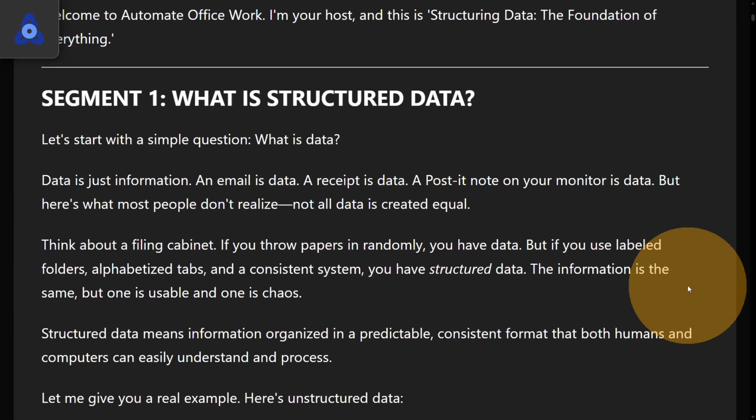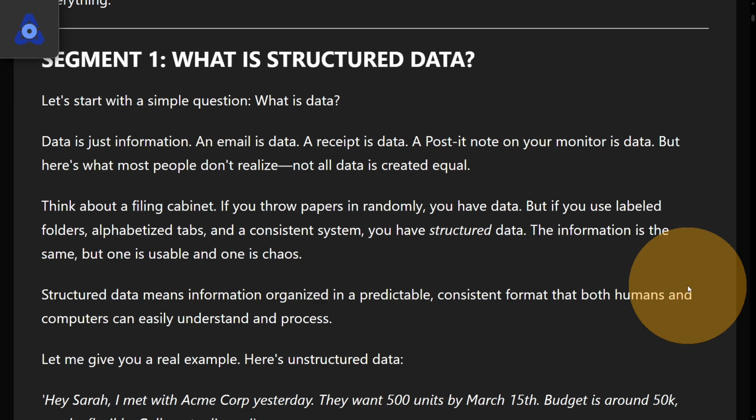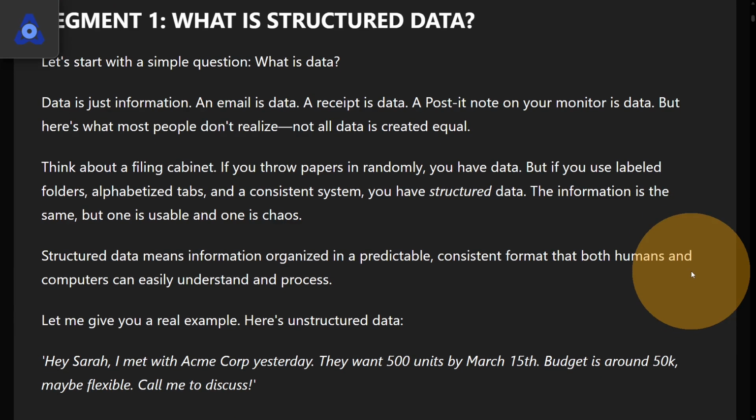Think about a filing cabinet. If you throw papers in randomly, you have data. But if you used labeled folders, alphabetized tabs, and a consistent system, you have structured data. The information is the same, but one is usable and one is chaos. Structured data means information organized in a predictable, consistent format that both humans and computers can easily understand and process.